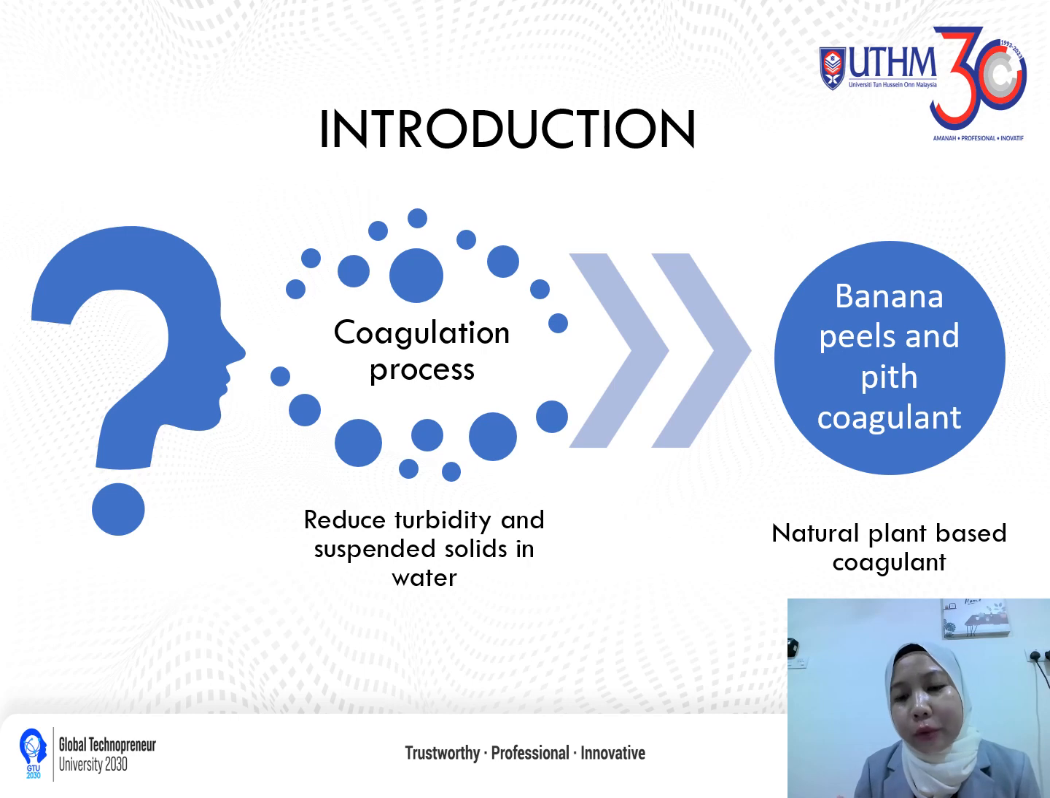Coagulation is a physical chemical process that is commonly utilized in the water treatment process. It is the process where we want to reduce the turbidity and also the suspended solids in the water. The commonly used coagulant in water treatment is alum, which is a chemical coagulant. So in this study, we focus on the natural plant-based coagulant, which is banana peels and pith, where we combine both coagulants because we want to know the dual effect of these coagulants toward the water treatment process.